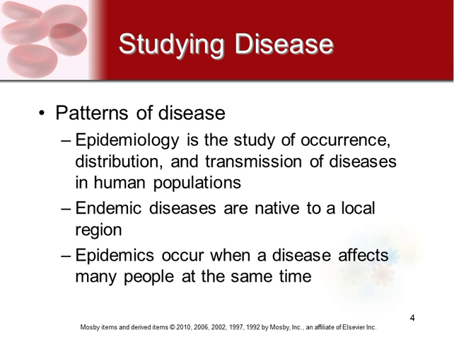Diseases normally follow patterns. So epidemiology is the study of the occurrence, distribution, and transmission of a disease. So that's how it's spread from one person to another, or using a vector, something like that. An endemic disease is one that is native to a local area. So that's when it's spreading just within a specific area. And epidemics are when the disease affects a whole lot of people at the same time in the same area. So that would be like when the flu spreads and everybody gets sick. That would be an epidemic.